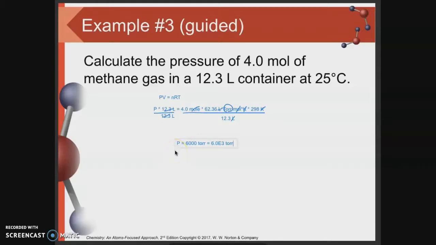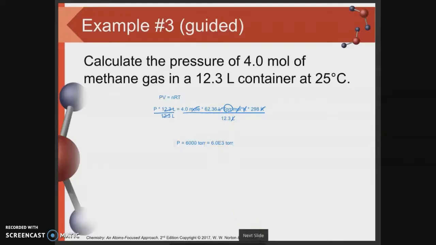Now, like I said, you could have done this in atmospheres. You could have done this a number of different ways. This was just the way to do it, using torr or millimeters of mercury. You just need to switch out the gas constant to do it in atmospheres. Use 0.08206 liter atmospheres per mole Kelvin if you wanted atmospheres here.